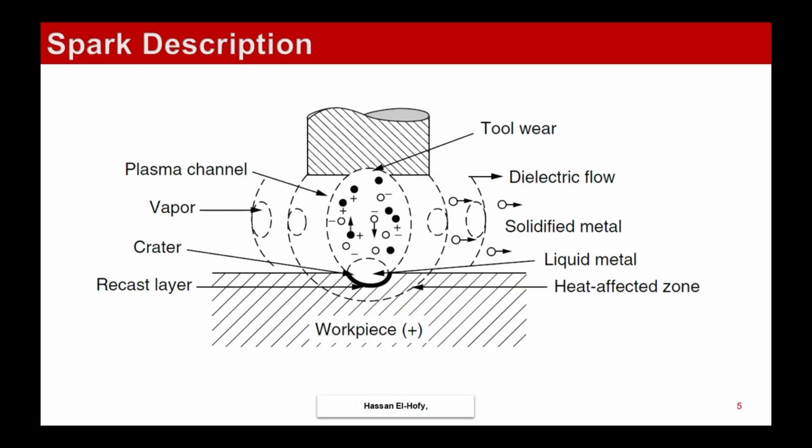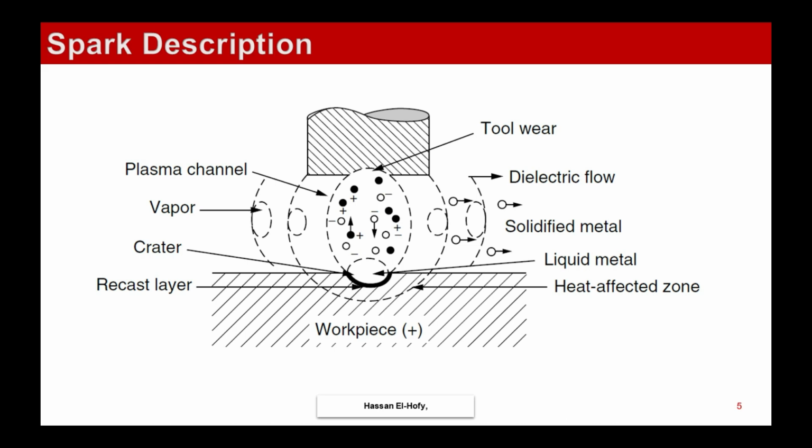During a single spark in EDM, we have ionization of the dielectric into positive and negative ions. Due to the potential difference between the tool and the workpiece, some will move to the cathode and others will move to the anode. They move at high kinetic energy and bombard the material of the workpiece and the material of the tool, creating melting and evaporation. At the end, we get craters formed by a single discharge or a single spark.